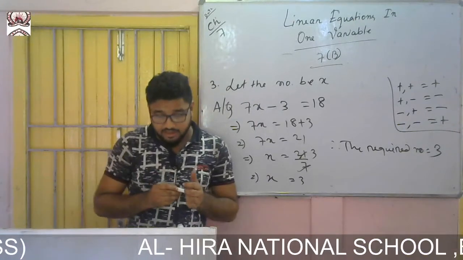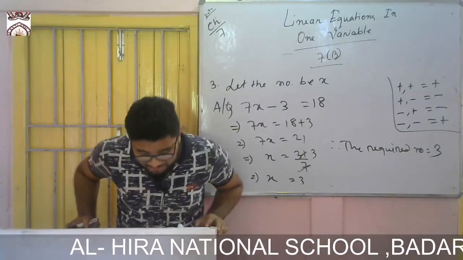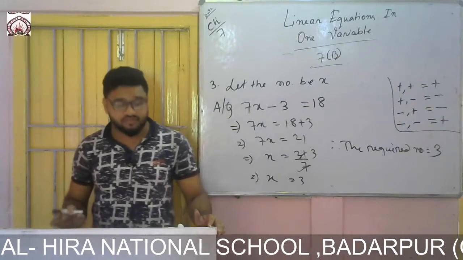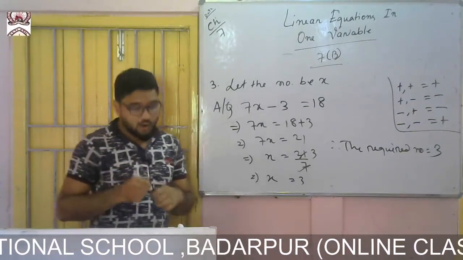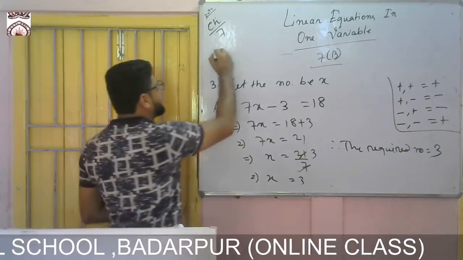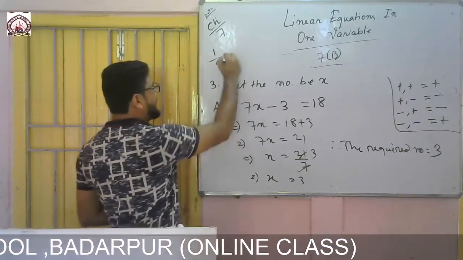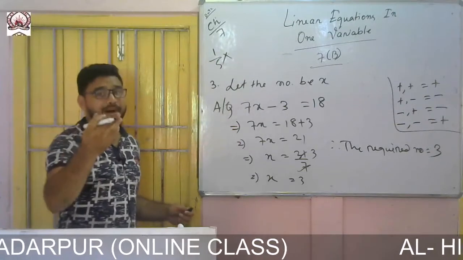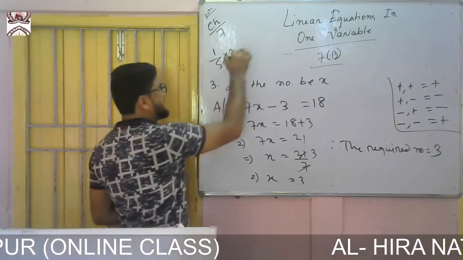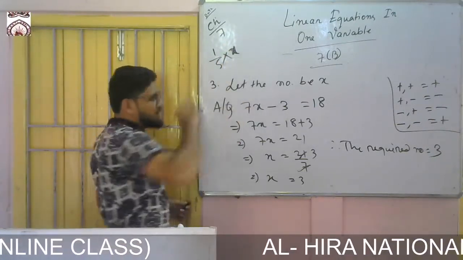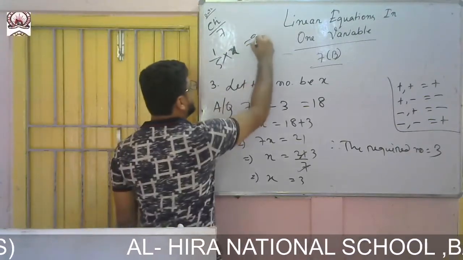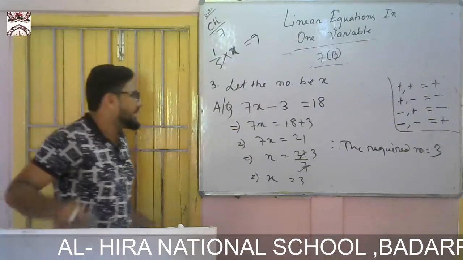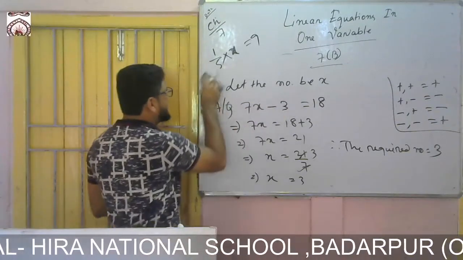1/5 of a number is 9. Find the number. "Of" means multiplication. So let the number be x. 1/5 of a number is 9, that is the equation. So let us write: let the number be x.